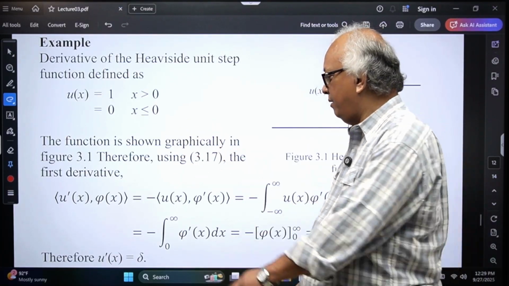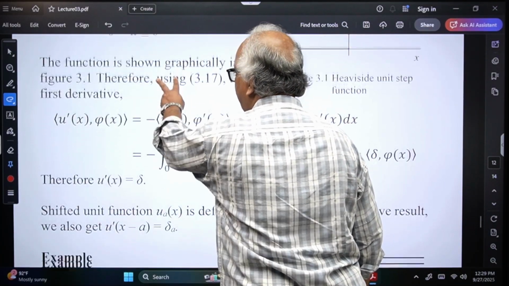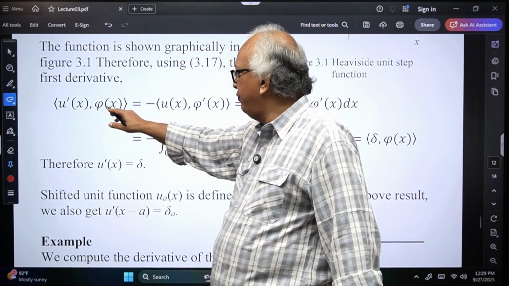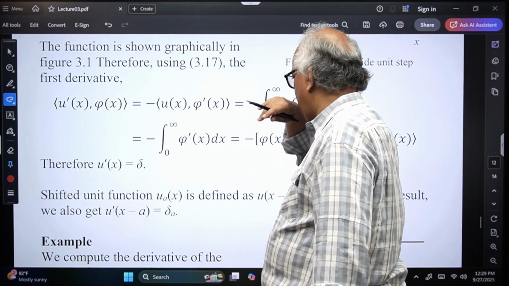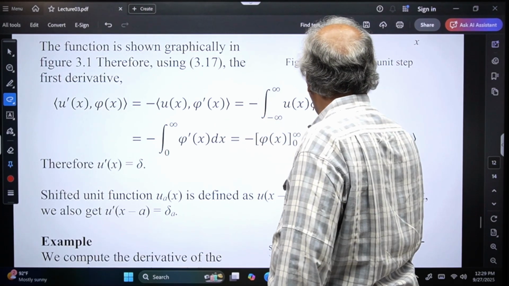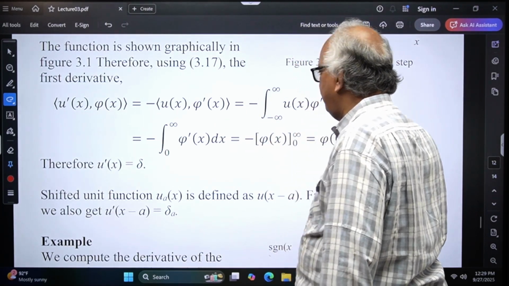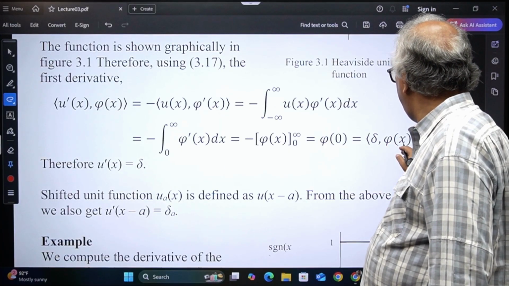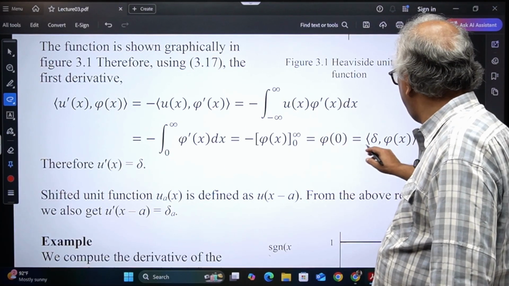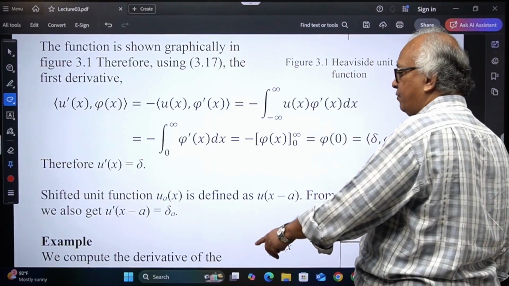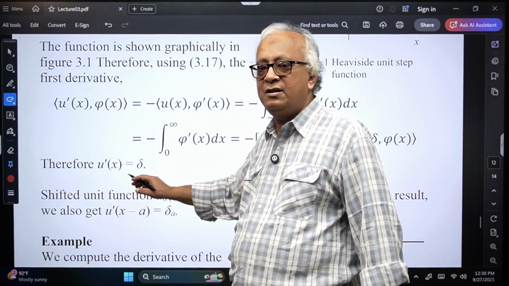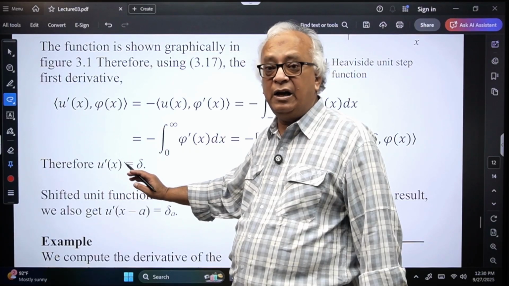u prime is a problem, it is a tempered distribution paired with phi. Excuse me, go through this definition, go through this integration, the limit substituted comes to delta, comes to phi 0, delta paired with phi(x). Therefore, cleanly, u prime(x) is delta.